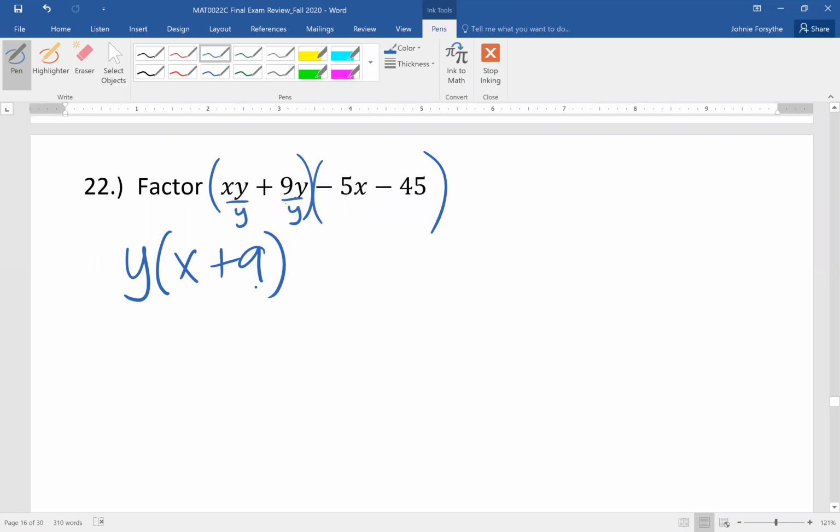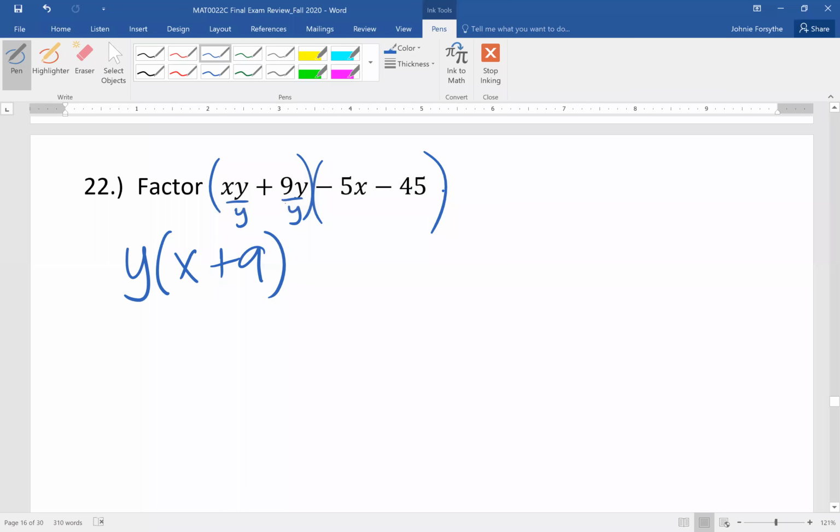And you can always check to make sure you factored right by going back and multiplying it back. So y times x is xy, y times 9 is 9y, so we're good. So now we're going to factor out the GCF of the second pair. So we've got negative 5x minus 45.